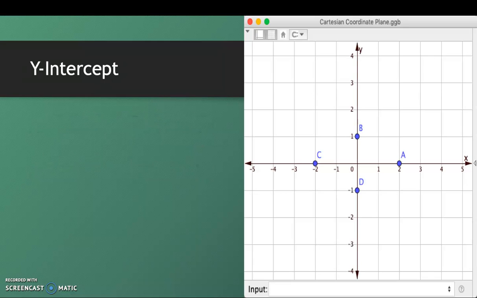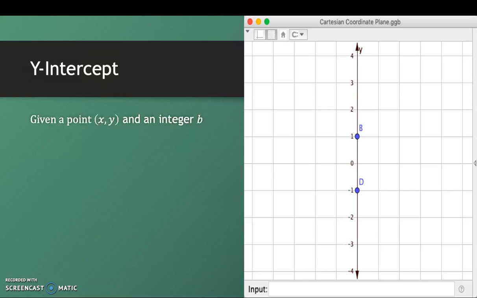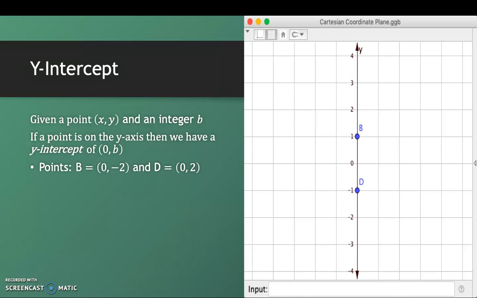Also, we'll observe points that are on the y-axis. For points to be on the y-axis is considered to be the y-intercept. Y-intercept: given a point (x, y) and an integer b, if a point is on the y-axis, then we have a y-intercept of (0, b). For example, points B and D. B is (0, negative 2) and D is (0, 2), which are on the y-axis.